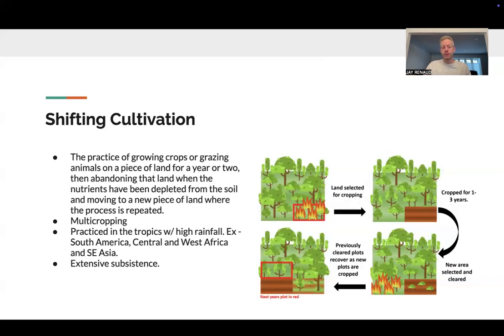Shifting cultivation, it's kind of in the name as well. We're going to shift what we're growing, right? Really, really good for multi-cropping. We'll be able to grow multiple things within a season, leave the land fallow or open to regenerate. This is typically going to be done in lesser developed countries in the tropics. We would categorize this as extensive subsistence.